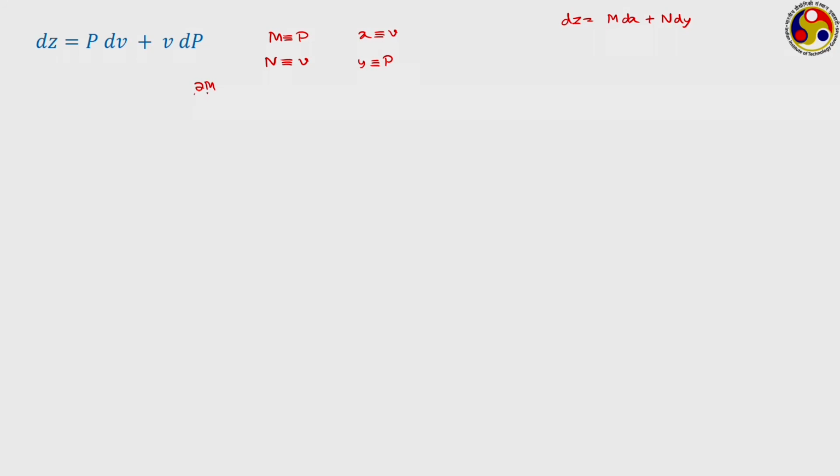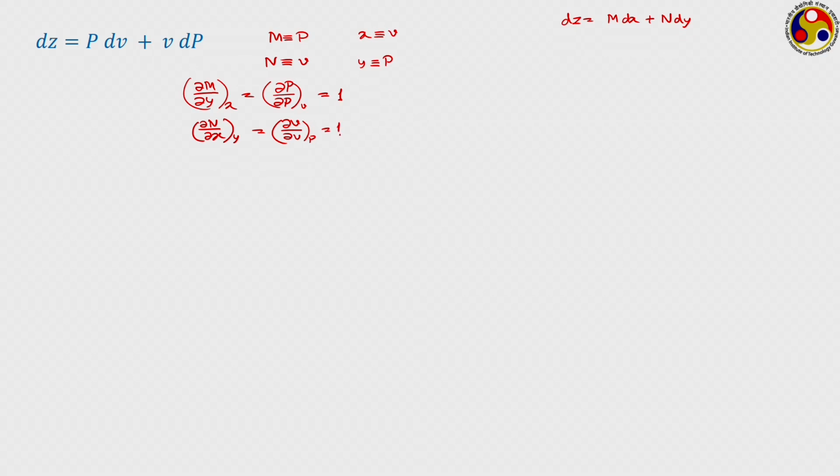Then your dou M dou y with x constant will be dou p with v constant, that is equal to 1, whereas now if we take dou N dou x with y constant, then just putting the expressions for N and x, we have dou v with p constant equal to 1. These two are equal to each other, and therefore, we can say that this z is a property of the system.